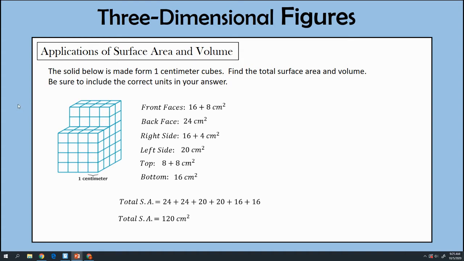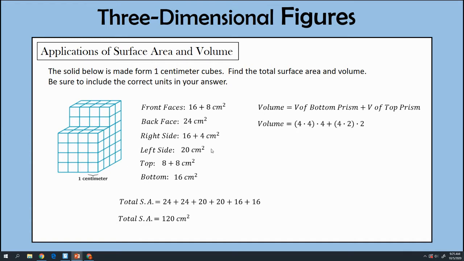Okay. Now for volume, I'm going to take it in two parts. I'm going to find the volume of the bottom prism. And this is actually a cube because it's 4 by 4 by 4. And then I'm going to find the volume of this top rectangular prism, which is 4 by 2 by 2. And then I'm going to add their volumes together.